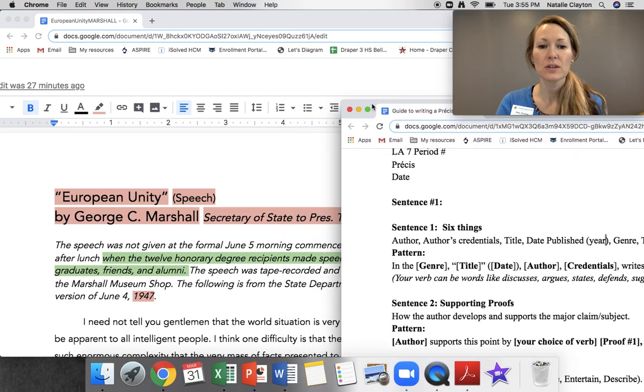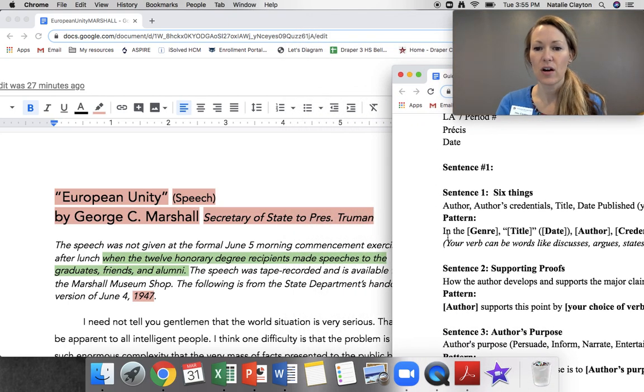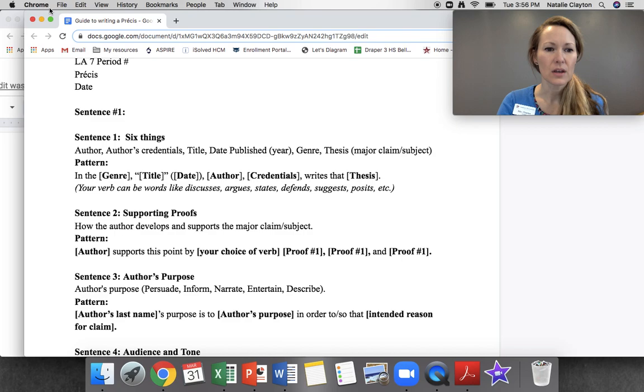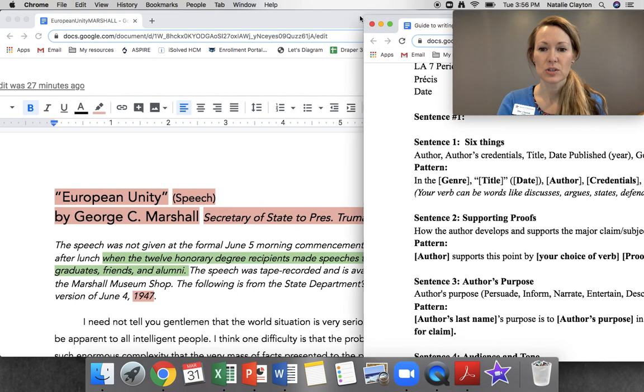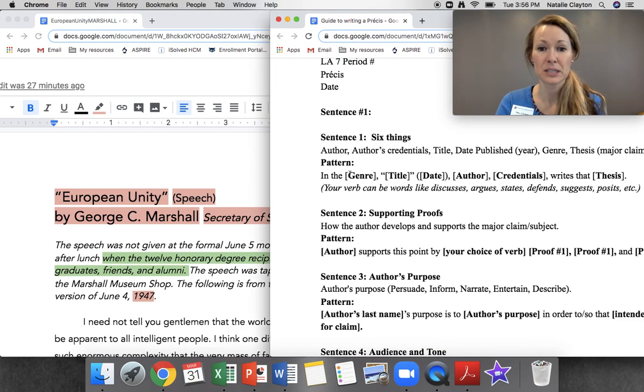If we're going to find the author, we have our pattern, right? We need to find the author, we need to find the author's credentials. I have all of that in pink, so there's your little hint right there. Our pattern starts with genre. What is our genre here? If we look over here, European unity, oh, speech is our genre. So we know we would need to fill in the speech.